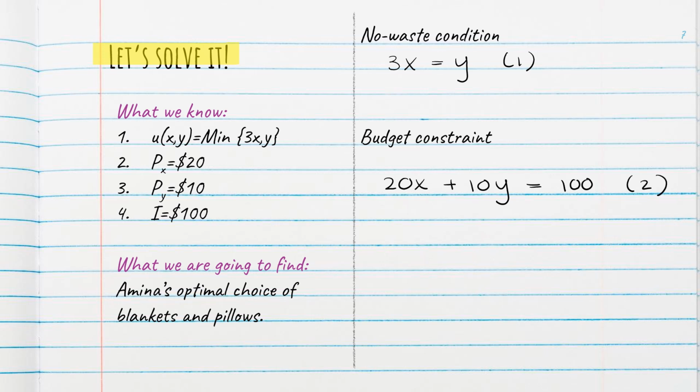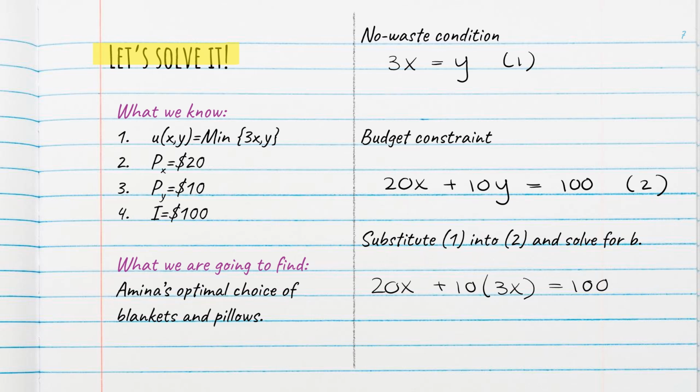Once we write down the no waste condition and the budget constraint, we can start solving the resulting system of linear equations and unknowns. I'm going to substitute 1 into 2. So in place of y, I'm going to put that y is equal to 3x. So I have 20x plus 10 times 3x equals 100. 20x plus 30x is 50x equals 100. So it must be that x is equal to 2. We can call that equation 3.